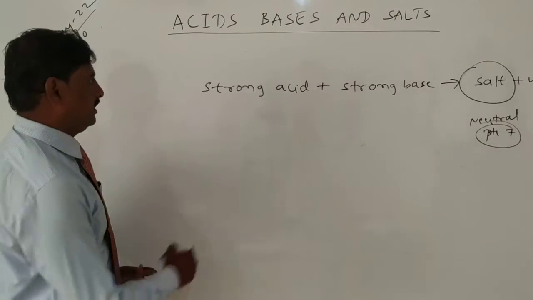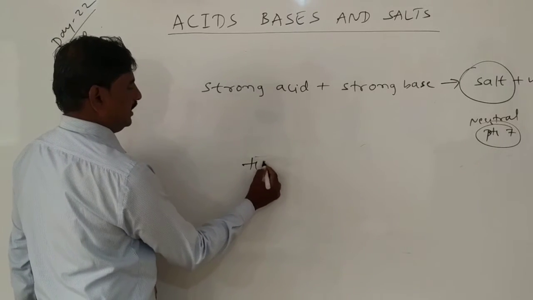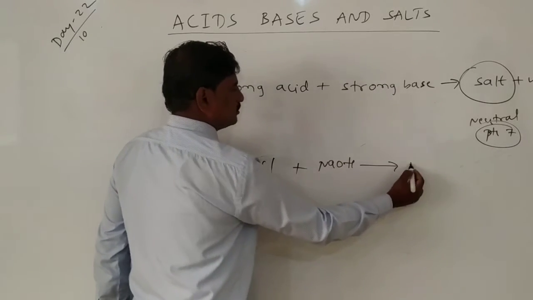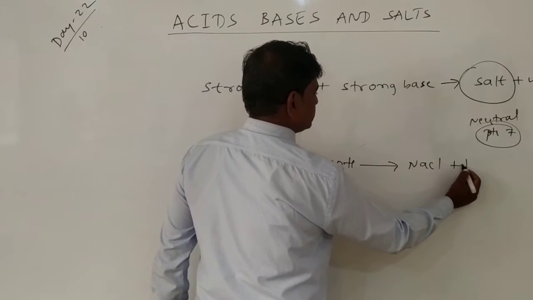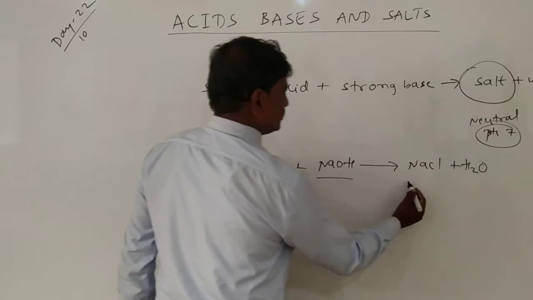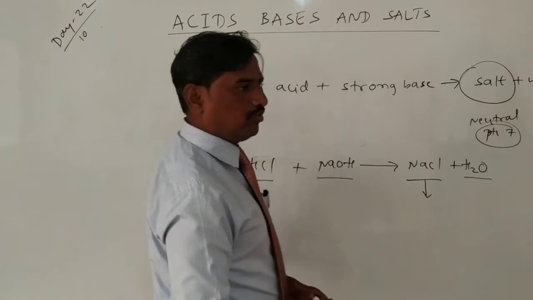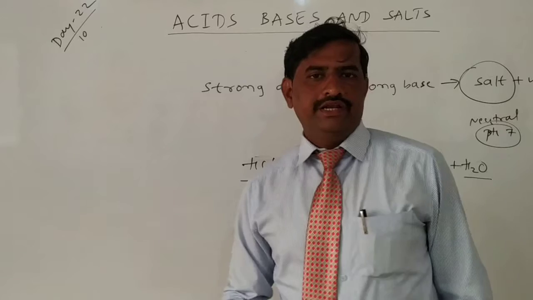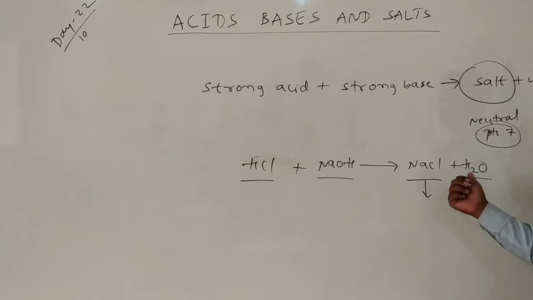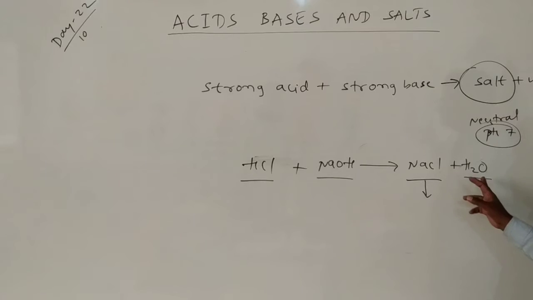For example, take a strong acid like HCl, hydrochloric acid, and a strong base like NaOH, sodium hydroxide. We get sodium chloride, NaCl, plus H2O. This salt is also called common salt, which we use in our daily life. So this is a salt obtained from a strong acid and a strong base. That is, HCl plus NaOH gives NaCl and water.